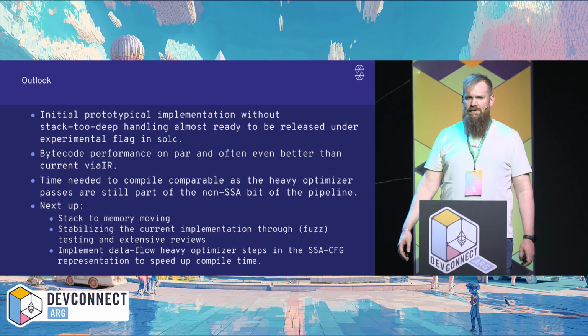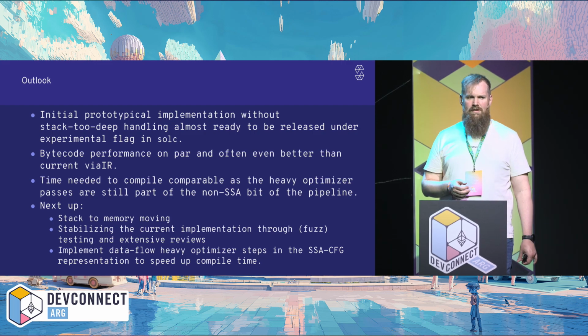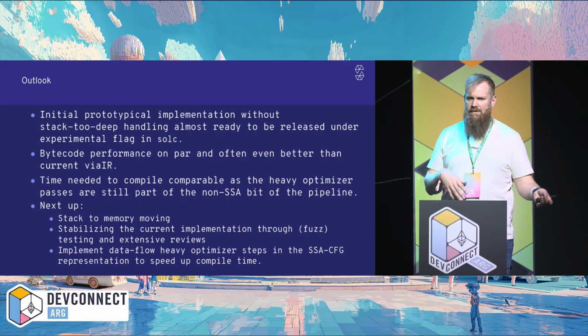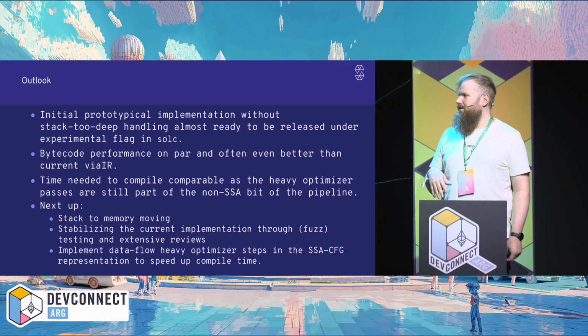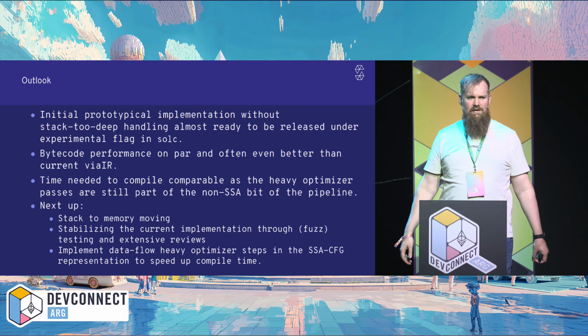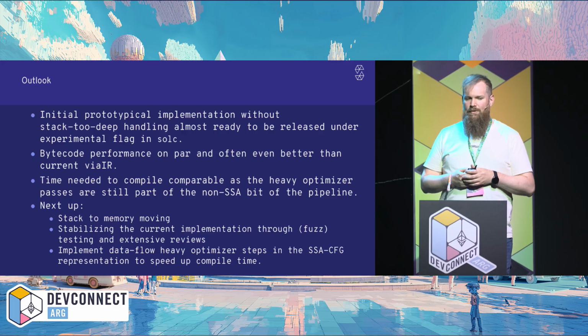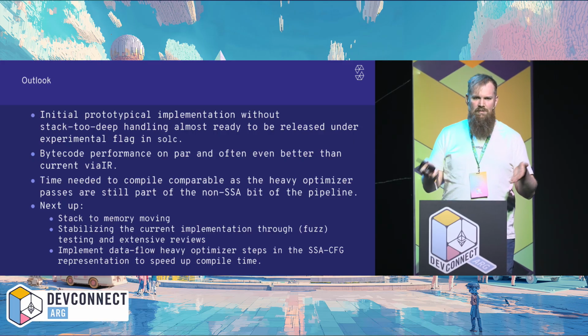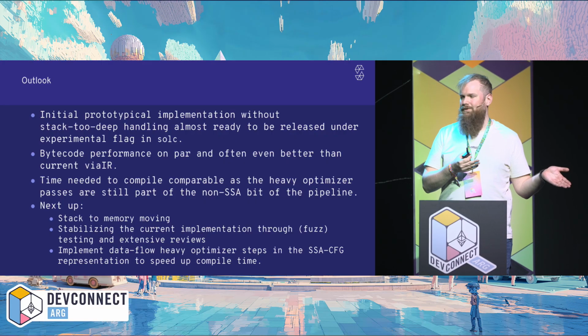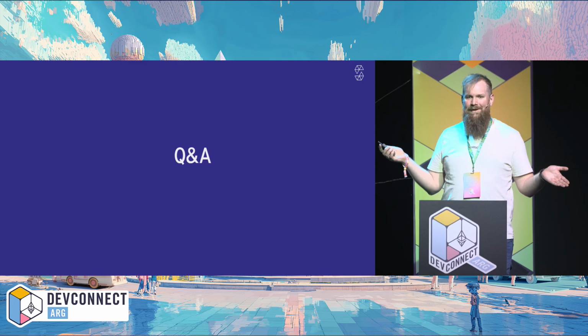Right now, we already see in our tests that the bytecode performance, so gas used to deploy and run, is relatively on par with the current viaIR pipeline, which is a good sign, and sometimes even beats it. And because we don't really have the optimizer passes implemented yet in the SSA CFG IR, we can't really say how much faster we're going to be in the end. So it's kind of the same at the moment, because we have to bring up these optimizer steps into the new IR. That's pending. Yeah, that's it. Thanks.